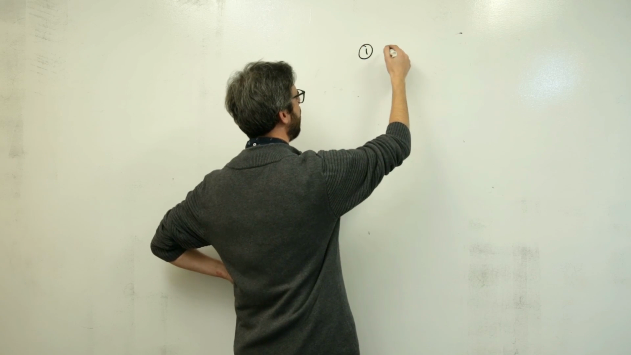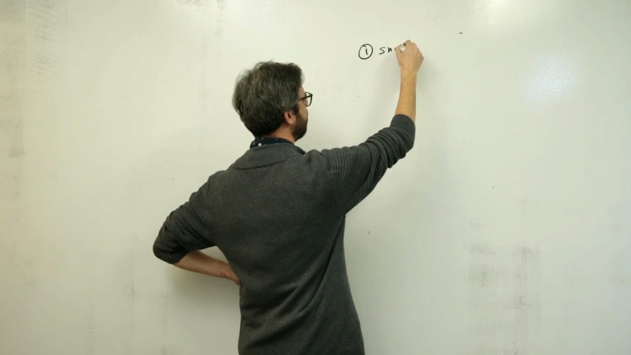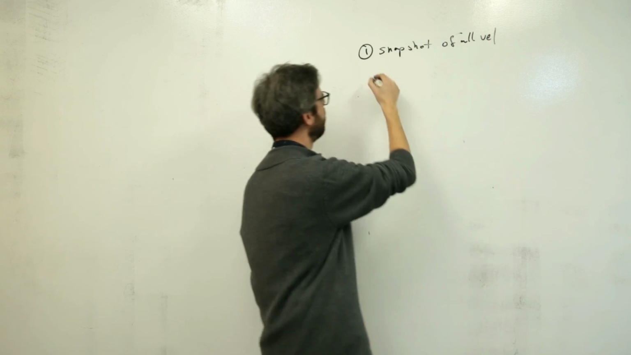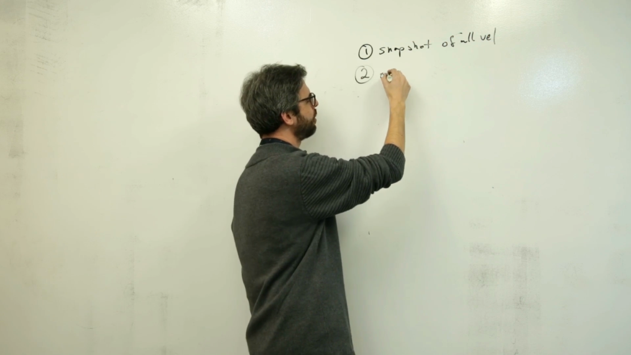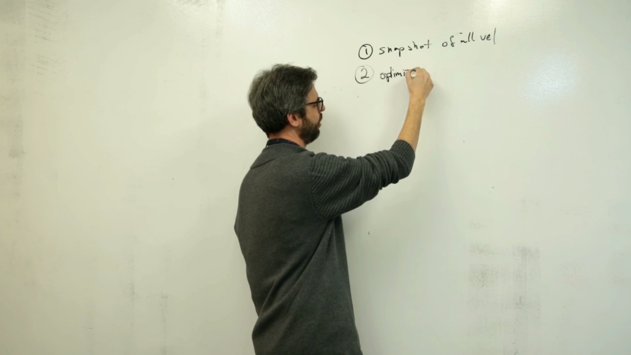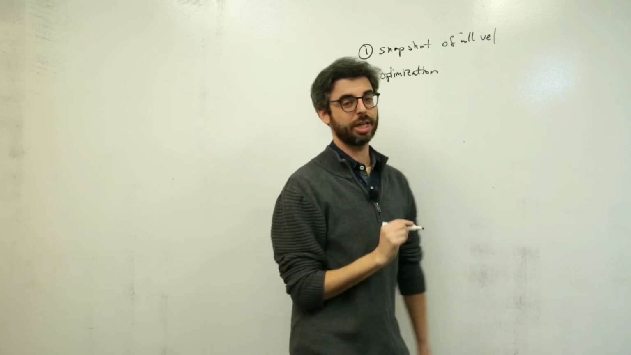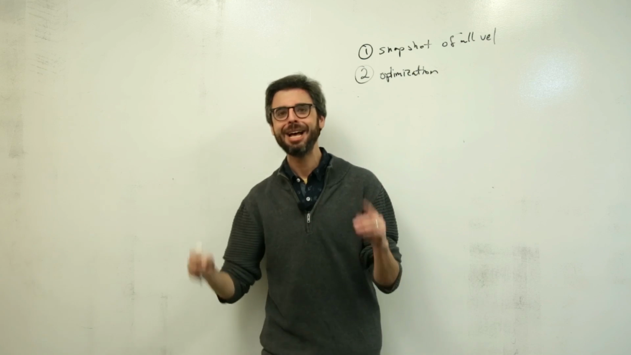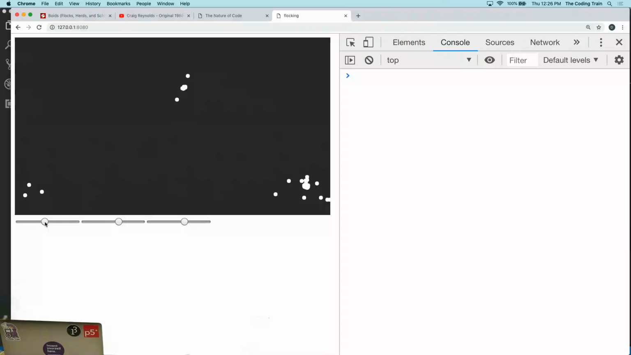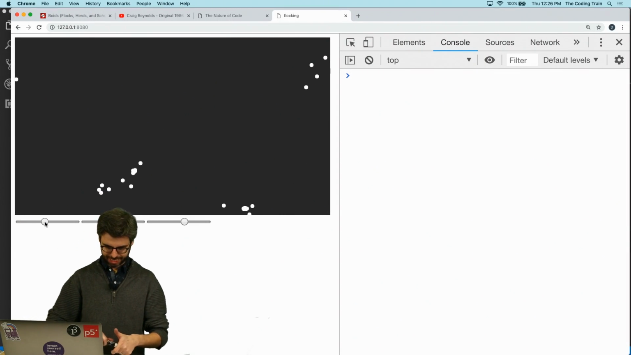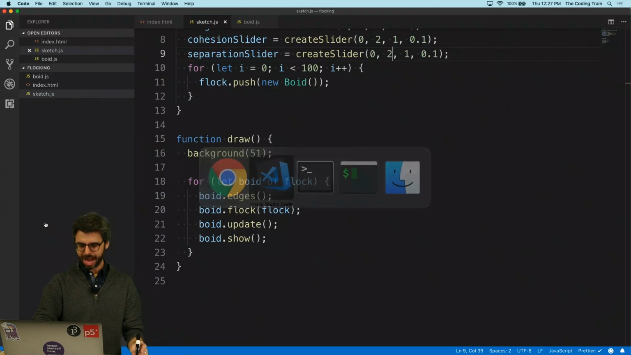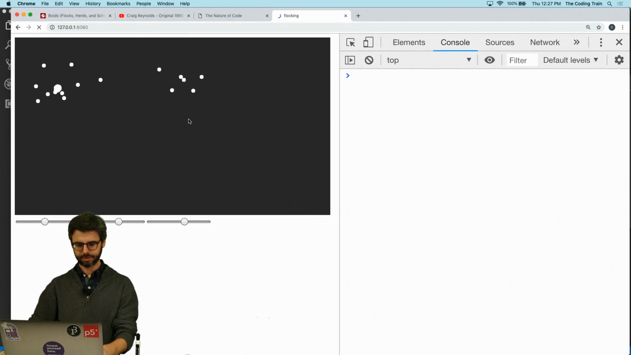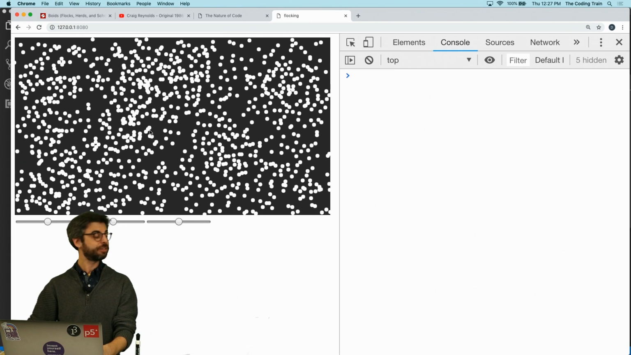Number one, snapshot of all velocities. That's going to be my code for that. Number two, an optimization you can do is called a spatial subdivision or a quad tree optimization. One of the things that makes this really slow, and I'll just show you here for a second, is if I were to try to do this with 1,000 boids, right? Look how slow this is.